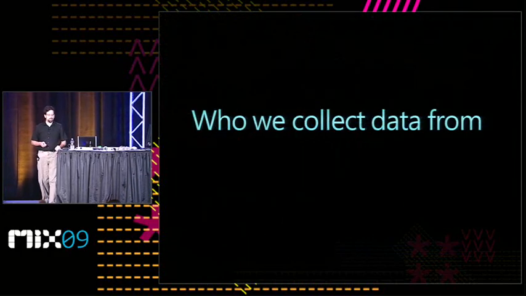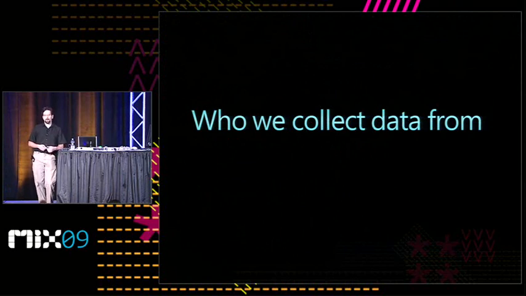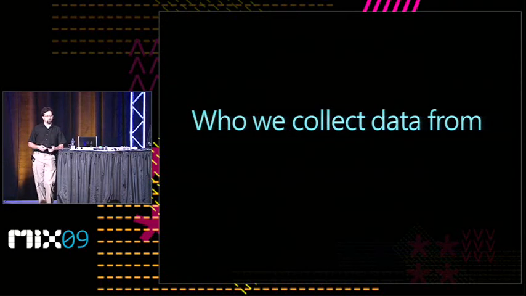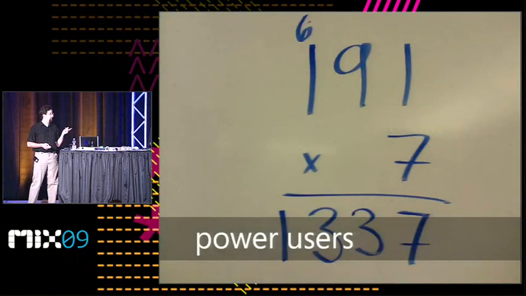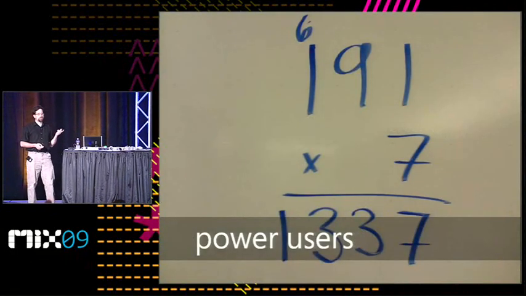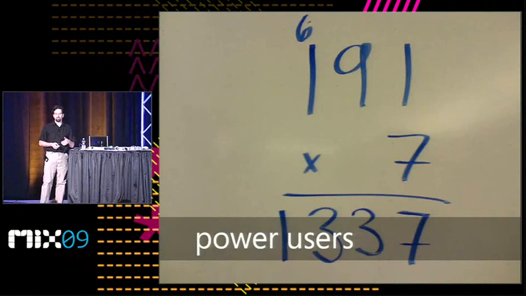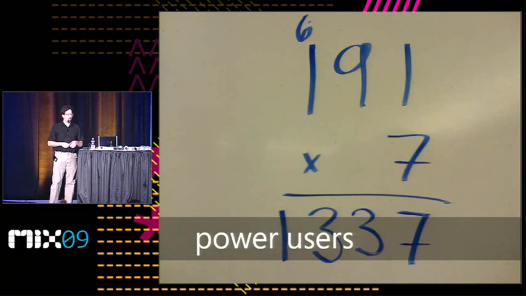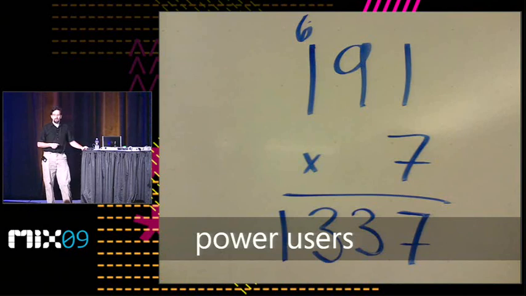So the first part of this is, throughout the product cycle, we gather data. We're learning about our users and about our features and how they work. And I want to talk through who we get our data from. First one is power users. These are the folks that use features very, very deeply, or they are sort of the technical neighbor.